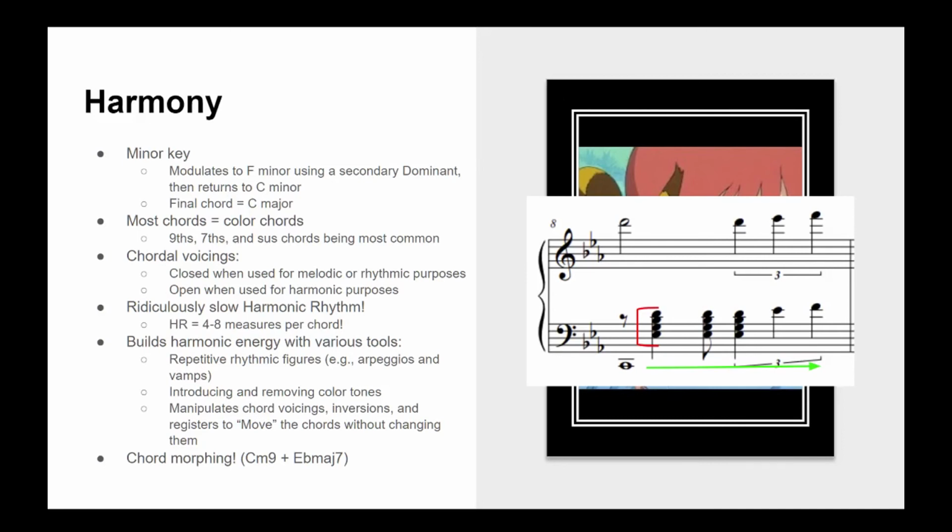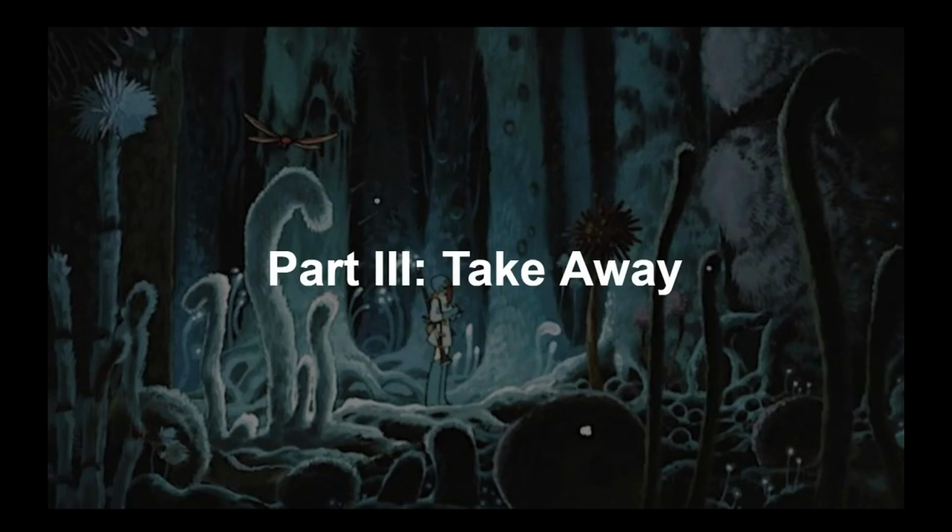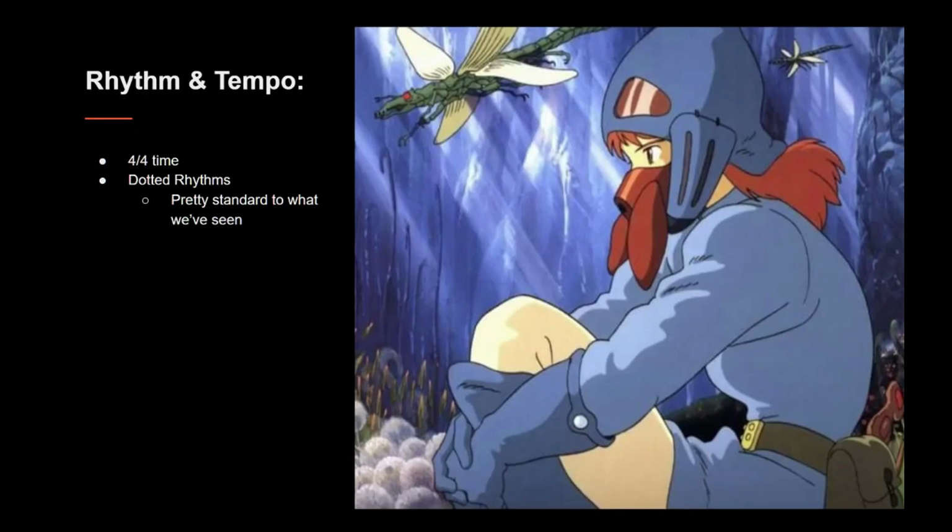Personally, I think this is really cool, and just can't stop geeking out about it whenever I see it used in his music. But now that we've finished a very brief analysis of the rhythm, melody, and harmony, let's move on to part 3 of this video and discuss which strategies were the most important for creating the emotional palette of this piece. Starting with the rhythm and tempo, we have the use of 4/4 time and dotted rhythms that we've seen across all the pieces so far. These help give the music an integral part of the Ghibli identity.